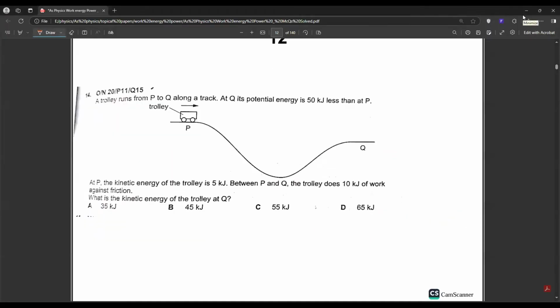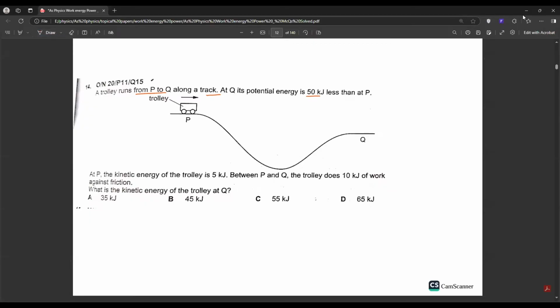Okay, let's see this question. A trolley runs from P to Q along a track. At Q, its potential energy is 50 kilojoules less than at P. So as we go from P to Q, the loss in gravitational potential energy is 50 kilojoules. Perfect. At P, the kinetic energy is 5 kilojoules. Between P and Q, the trolley does 10 kilojoules of work done against friction. Perfect. What is the kinetic energy of the trolley at Q?